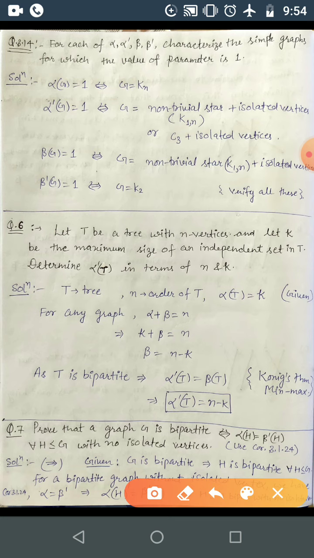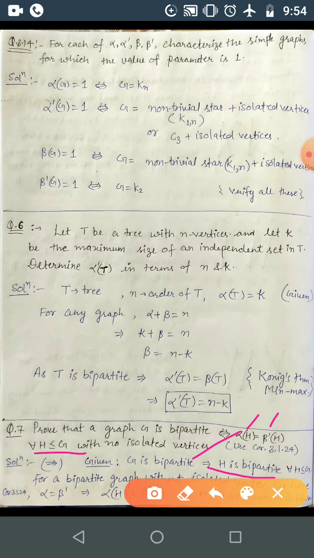Now we have to prove its sufficiency and necessity. So first the necessary condition: G is given as bipartite, and you have to show that for every subgraph H of G with no isolated vertex you have alpha is equal to beta dash. So consider this G graph is bipartite. All the subgraphs of a bipartite graph are bipartite. So that's why H is bipartite for all subgraphs. That is an obvious condition.